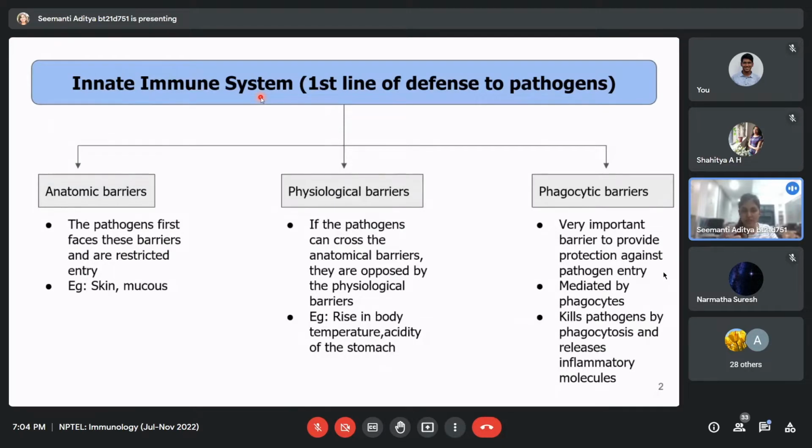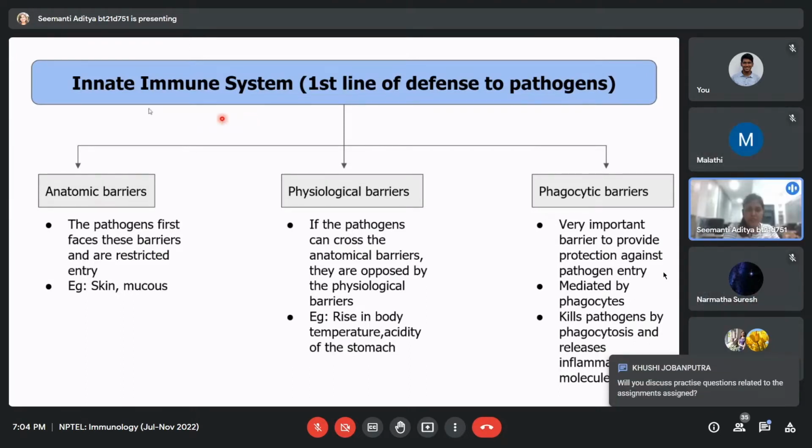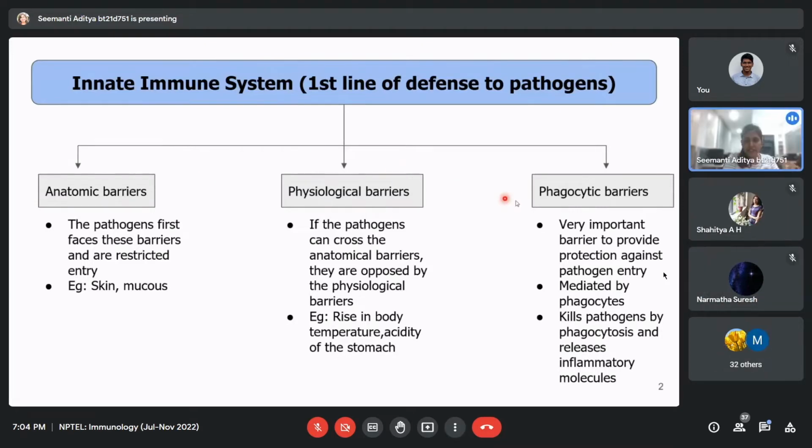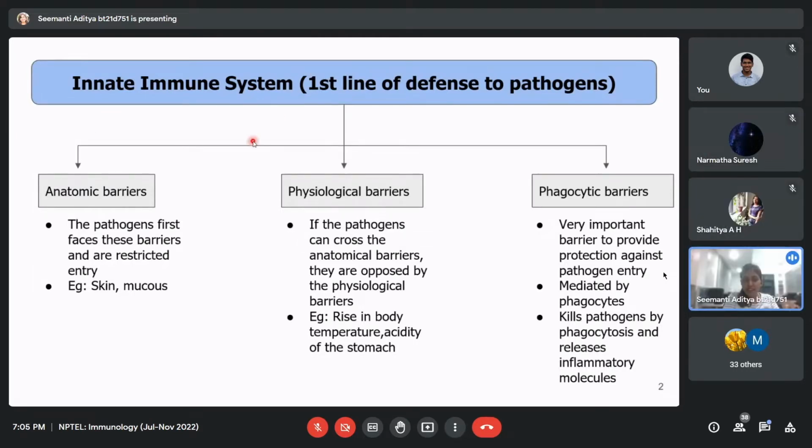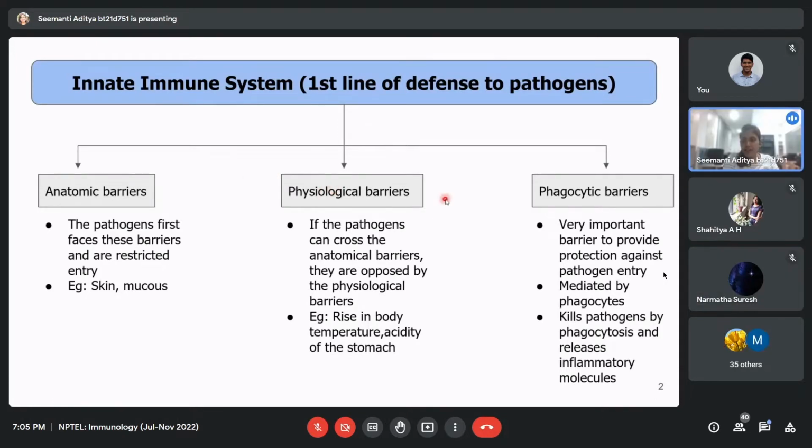We are always exposed to so many pathogens, right? Even after being exposed to so many pathogens, we do not get infections very often. This is because of the role that the innate immune system plays. Any pathogen that tries to enter our body has to cross all these barriers of the innate immune system, and only if the innate immune system fails to remove those pathogens does the adaptive immune system come into play. The innate immune system has three main barriers to protect our body from the attack of pathogens: anatomic barriers, physiological barriers, and phagocytic barriers.